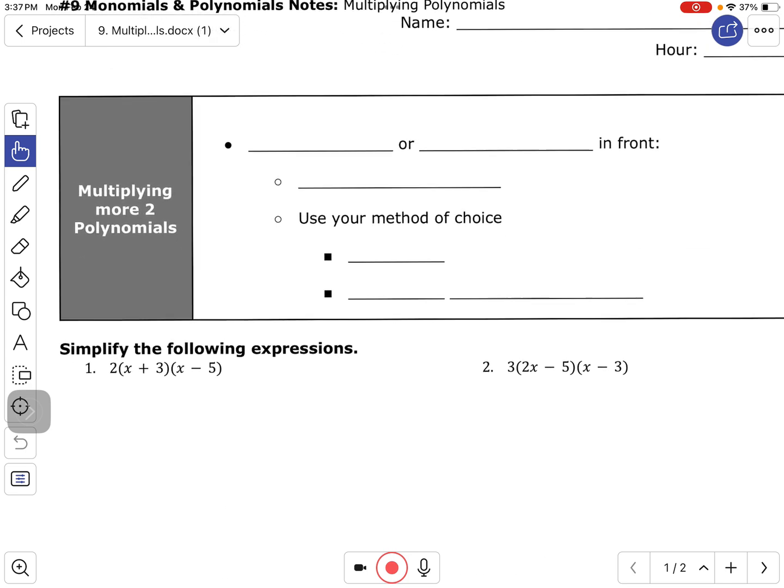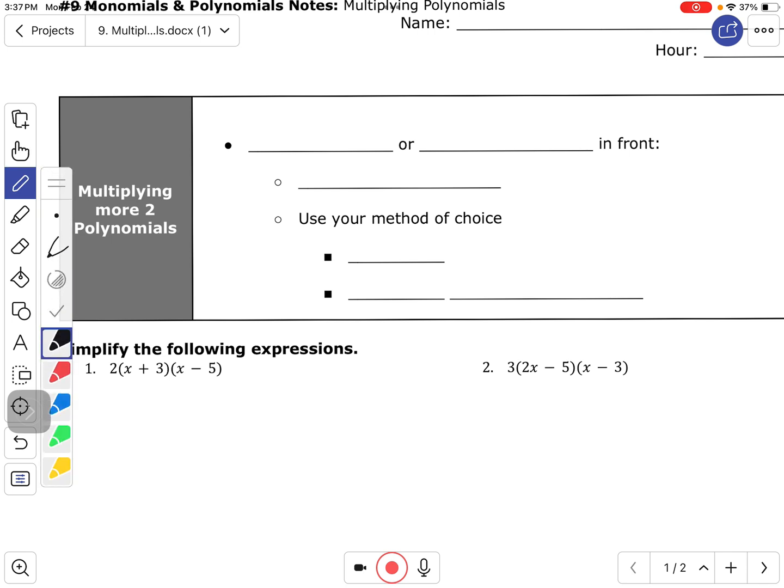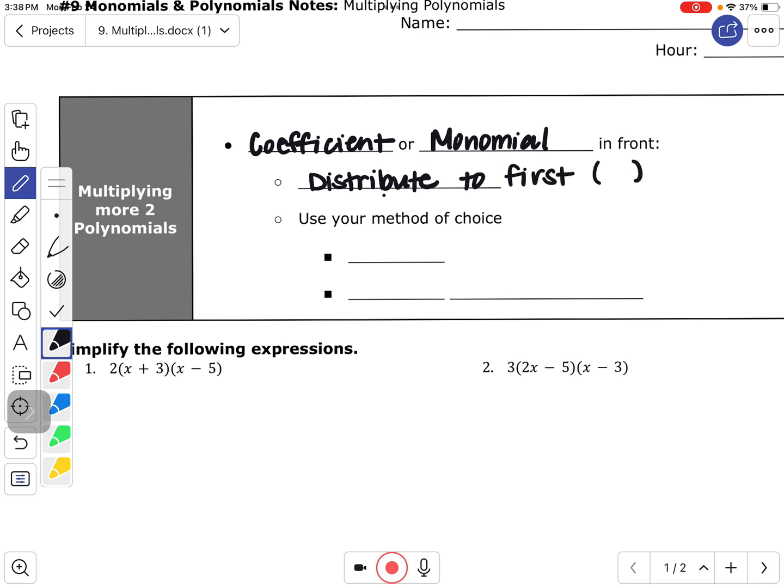But before we use the box method or do double distribution, we want to make sure that the coefficient, or the monomial in front of your parentheses, you have to distribute that. And when you distribute it, you only distribute to the first parenthesis. Okay, and then from there you can use your method of choice. You can use the box method or you can do the double distribution.